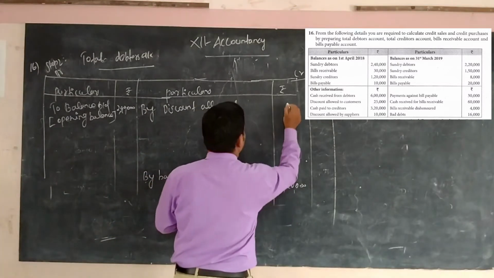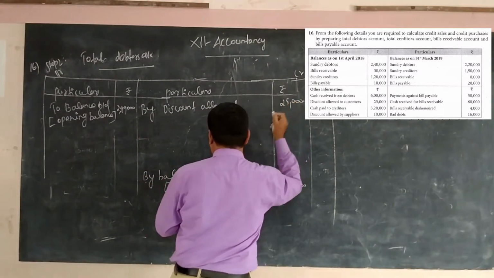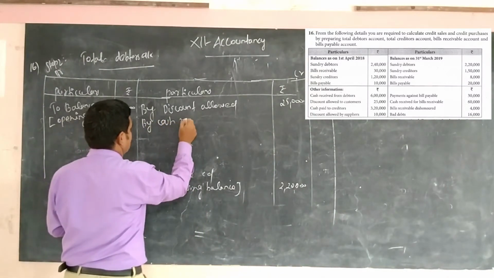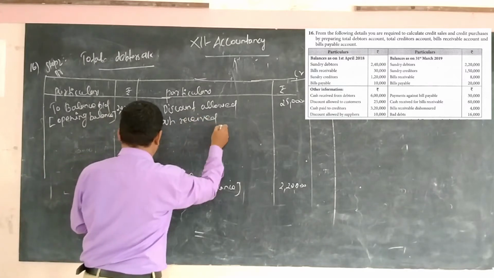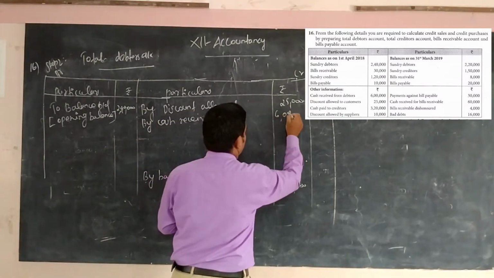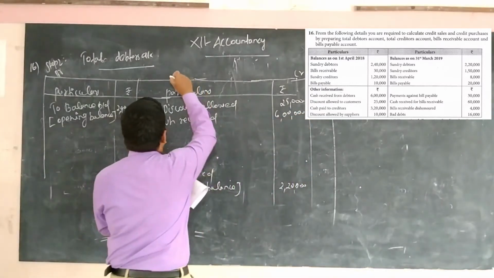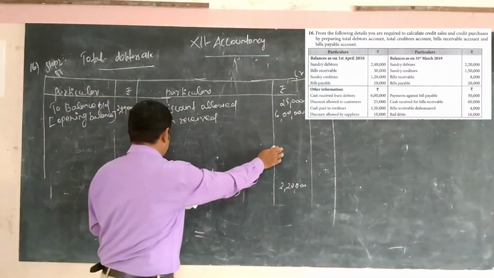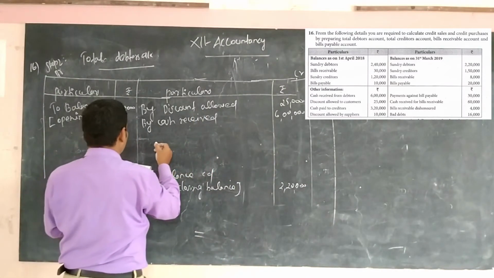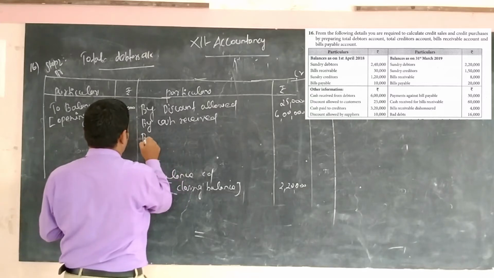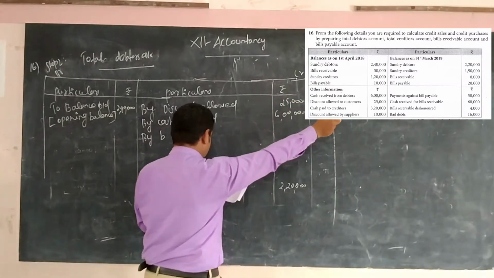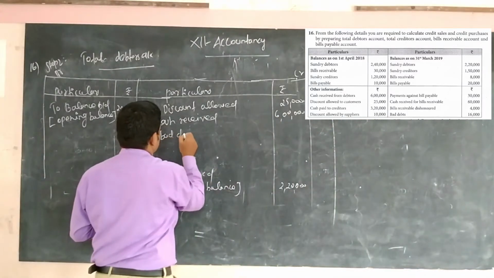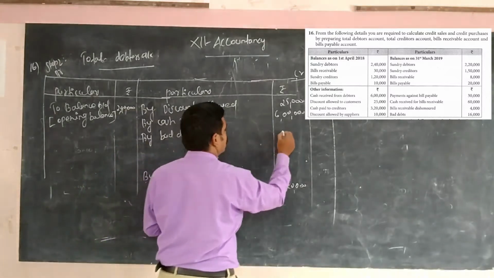The amount is 25,000. Next, by cash received, 6 lakh. Cash received from debtor. Okay, so 6 lakh. Next one, by balance. Balance is given in your problem. Amount is 16,000.